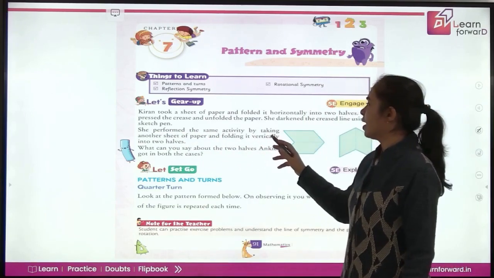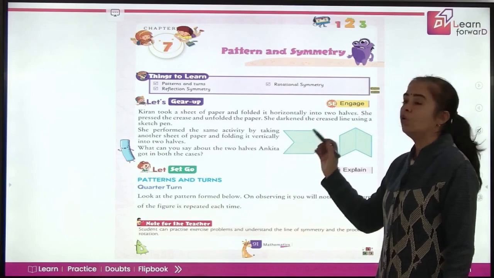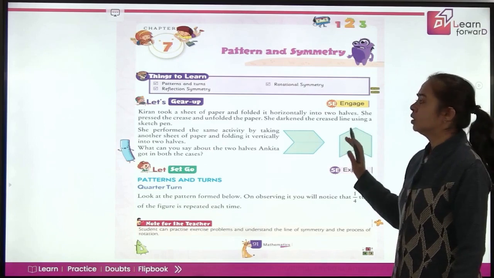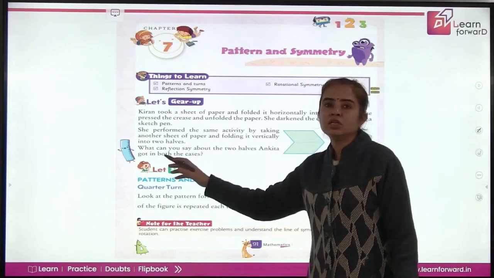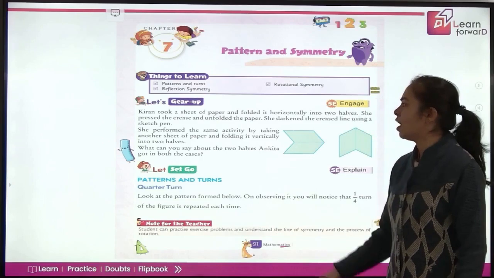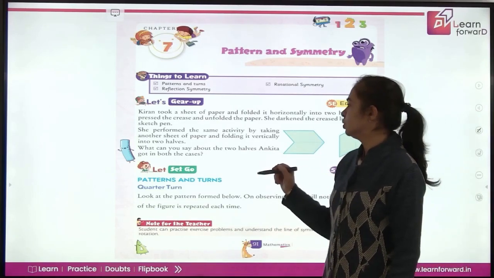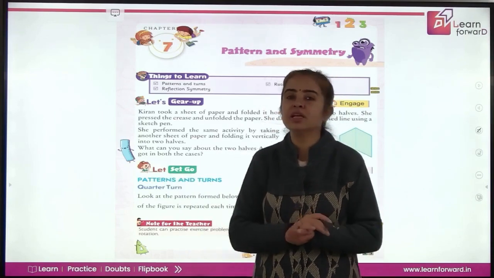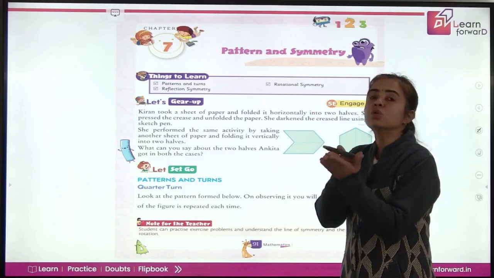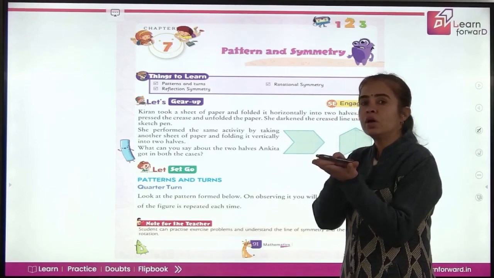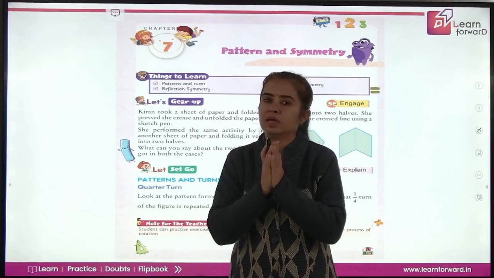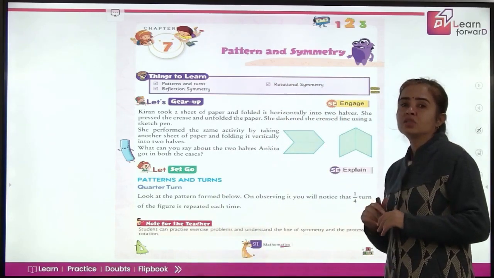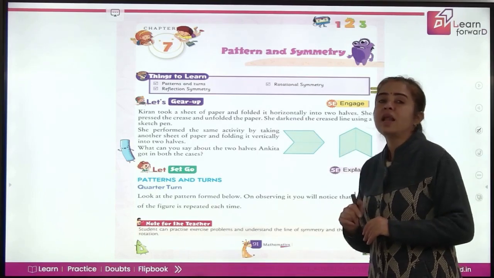She performed the same activity by taking another sheet of paper and folding it now vertically into two halves. So this was a horizontal folding and this is vertical folding. What can you say about the two halves she got in both the cases? So it was Kiran who folded. So let's see what she gets. The two halves, they just overlap each other, may it be horizontal folding or vertical folding, right? So that means the crease that she has got here, these are the lines of symmetry.